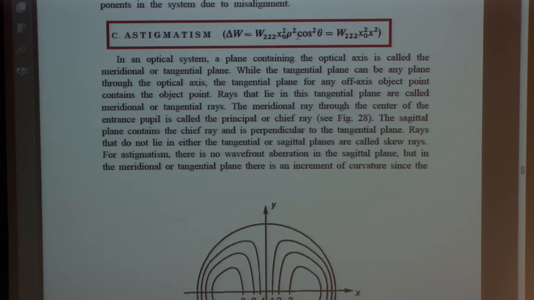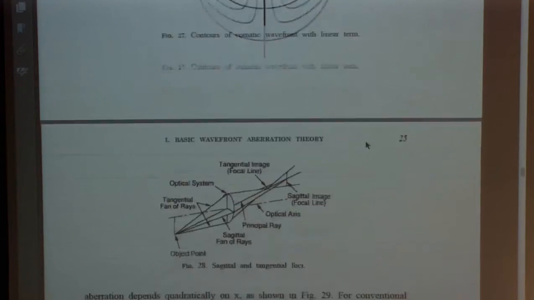Astigmatism. W222 x naught squared, rho squared, cosine squared of theta. So it goes as the second power of the field, goes as the second power of rho, and it goes as the second power of cosine of theta. And so we could write that as W222 x naught squared times x squared.